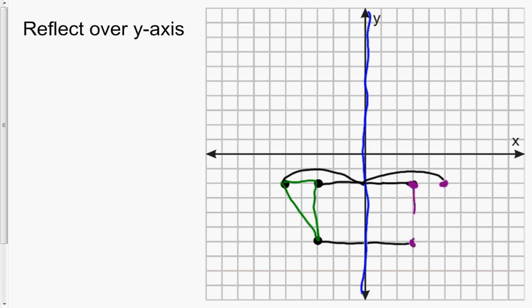And my new triangle looks exactly the same size, same shape, just completely mirrored on the other side of the y-axis. And all the points are the same distance away from that center of rotation. Or not rotation, line of reflection there. Okay? So there's my new shape.